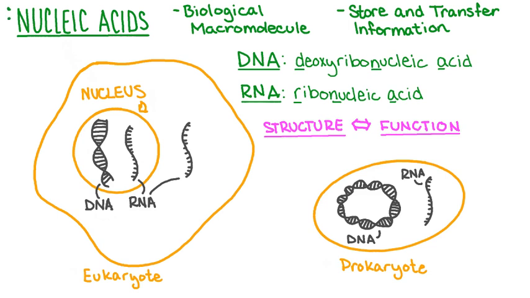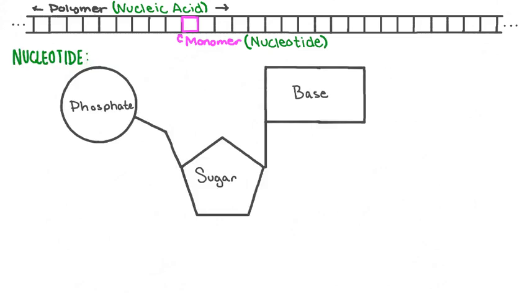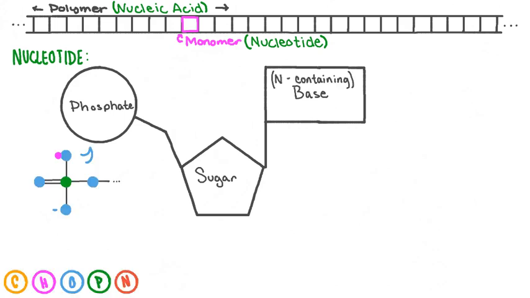Let's begin by examining the general structure of a nucleic acid. Nucleic acids are polymers, which means that they are large molecules that are made up of several repeating molecular subunits, or monomers. The monomers of nucleic acids are called nucleotides. The nucleotide itself is made up of 3 parts: a phosphate group, a pentose sugar, and a nitrogen-containing base. The phosphate group is always the same.